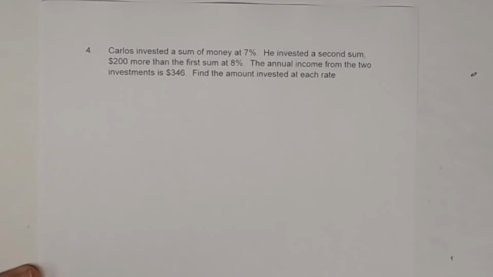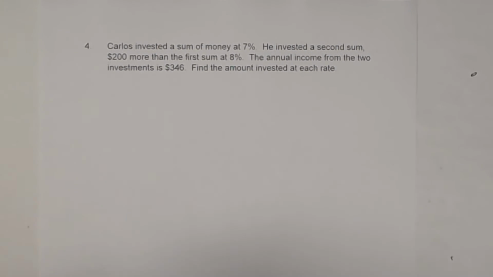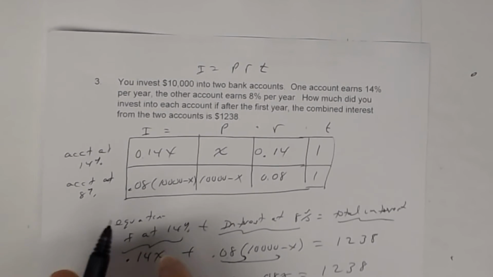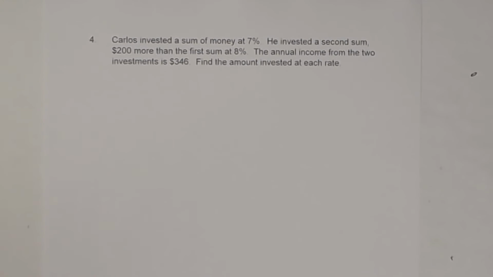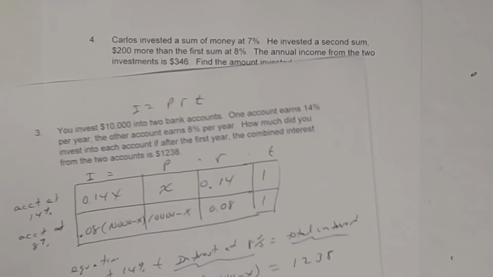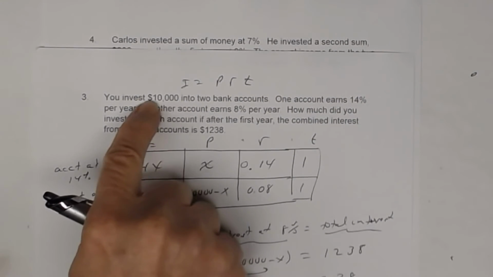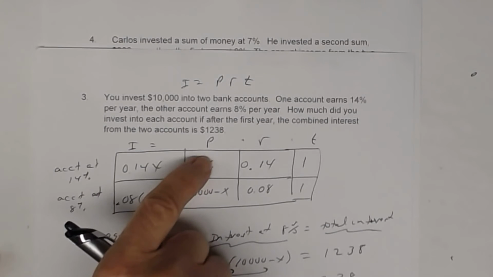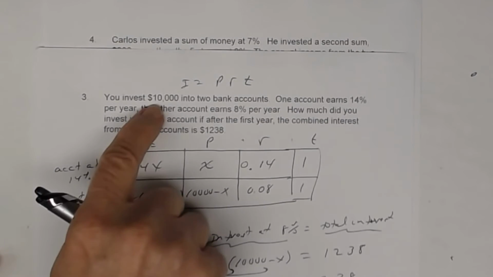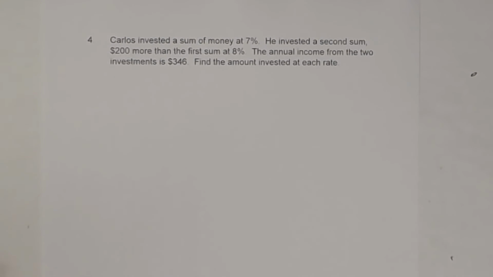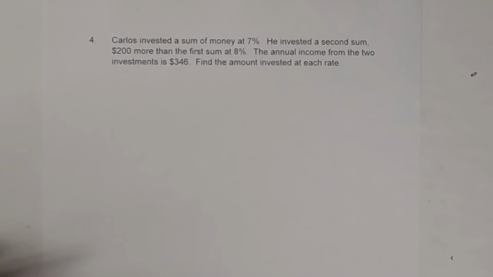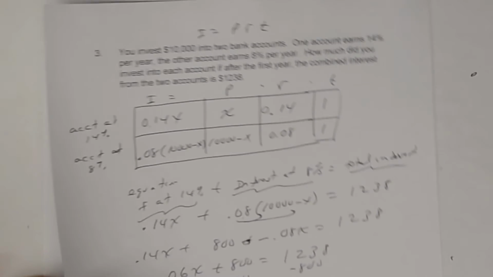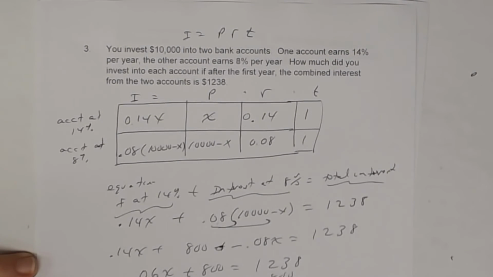And then the question is, what amount was invested at each rate? All right. So it's the same question as number 3. How much did you invest in each account? Right. Except if you go back at number 3, you were told what your total principal was in those two accounts. You were told that your total investment was $10,000. Here you don't have that, do you? You don't have that. But you are still going to use the same idea.